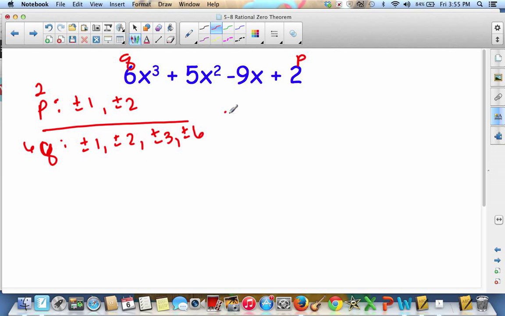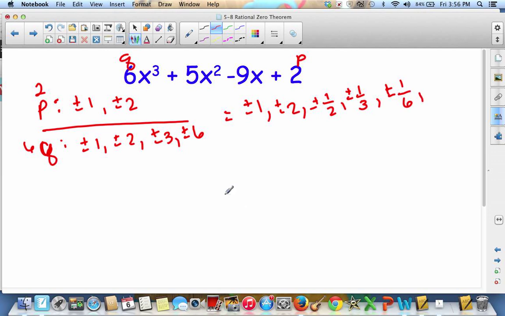So now our possible factors, if we go down the line here, we could have plus or minus 1. I like to get those whole numbers out of the way. Plus or minus 2. So those are all divided by 1. Now let's get our fractions. Looks like we're going to have 1 over 2, plus or minus a half. We're going to have plus or minus a third, plus or minus a sixth.